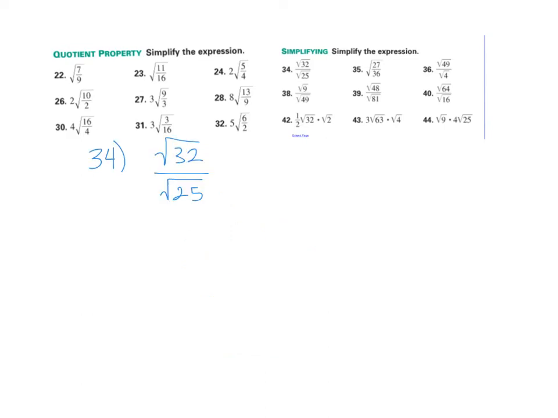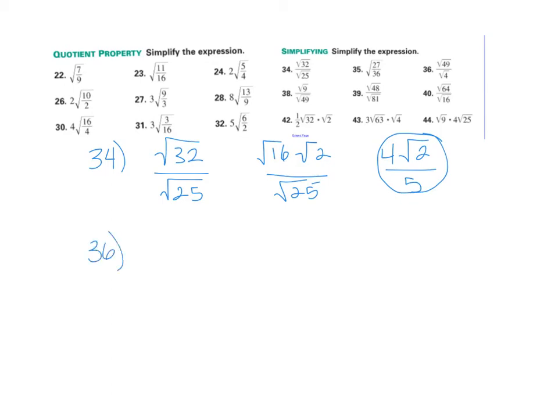So it looks like on 34, we've got the square root of 32. We could split that into root 16 times root 2 over root 25. Well, square root of 16 is 4. So I got 4 root 2 over 5. And that's all the simplifying we can do.